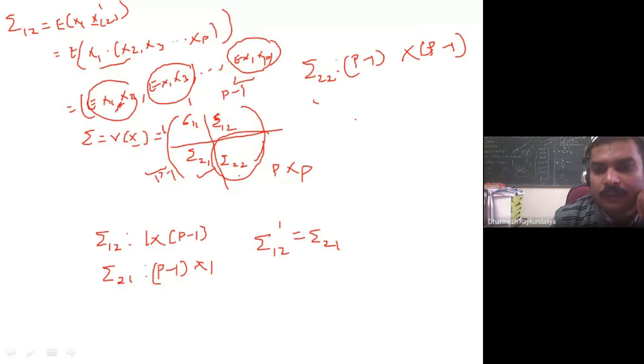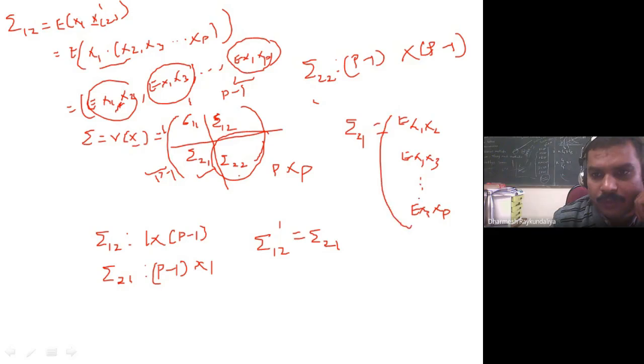Similarly, if you write sigma 2 1, as I said it has p minus 1 elements. It is the expectation of x1 x2, expectation of x1 x3, up to expectation of x1 xp, and this gives the covariance between x2 transpose and x1.